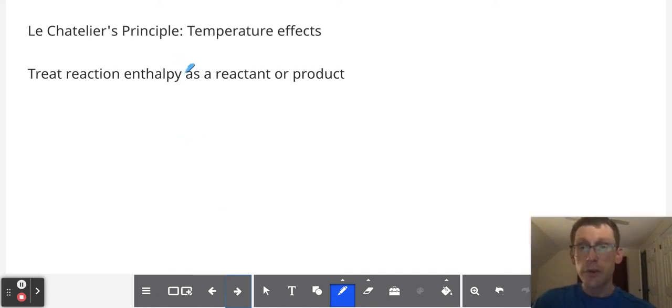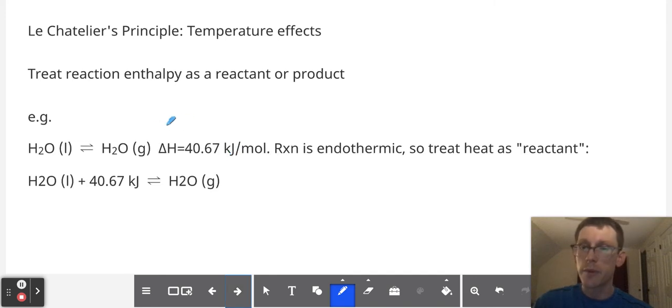So temperature also is something that can change. And of course, temperature is something that affects the equilibrium constant anyway. But you can make predictions as to not only how the constant will change, but also the direction that equilibrium will move towards based on whether a reaction is endothermic or exothermic. Let's take a look at an example. If we treat reaction enthalpy as either a reactant or product, then we can get a little bit more of an insight looking through the lens of reactants and products as we did in the previous example.